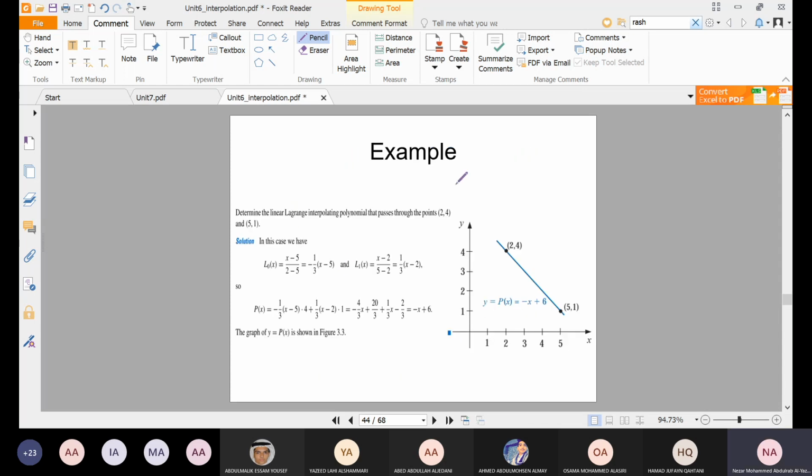So this is another example. If you have this example, let's put it in a table, it will be easy. This is x, and this is f of x. We have two points now. I have x equal 2 and f of x equal 4. And this point, I have x equal 5 and y equal 1. So this is the data that I have. The question is to derive the linear Lagrange interpolation polynomial.